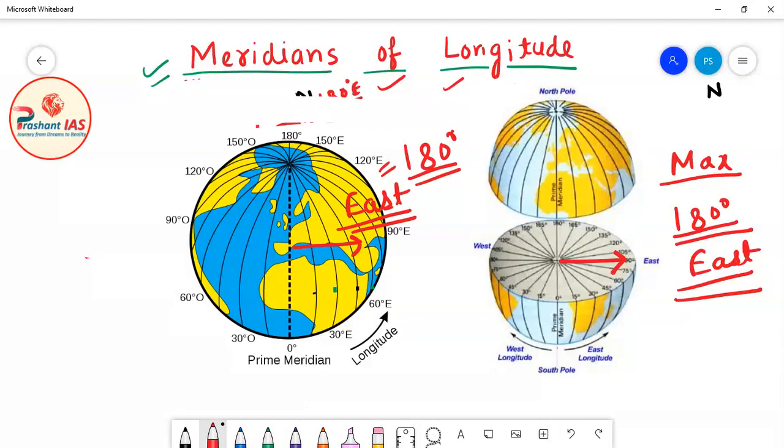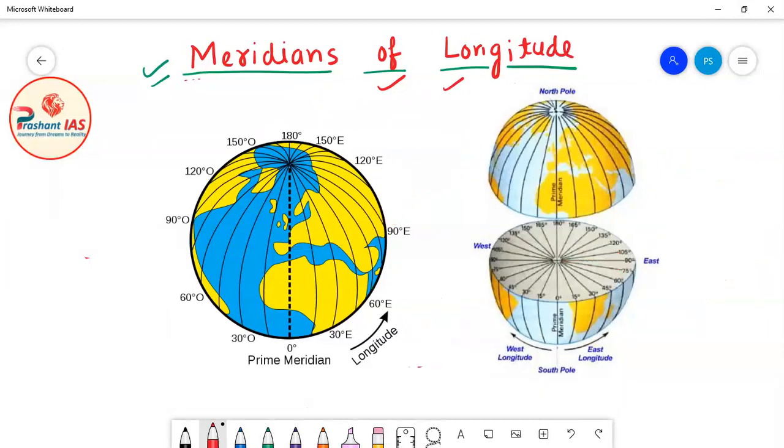Now we will see the same story in the west direction also. So friends, similarly you can see for west direction, so this is the west direction. You can see that this is prime meridian, this is 0 degree prime meridian. Now we will draw the meridians of longitude to the west of the prime meridian. So now you can see that this is 15 degree west meridian of longitude. In the similar way, this is 30 degree west meridian of longitude.